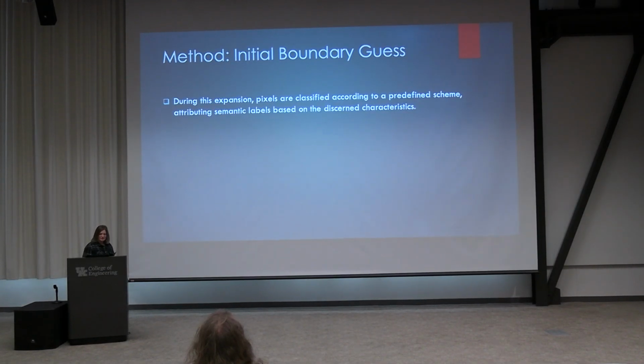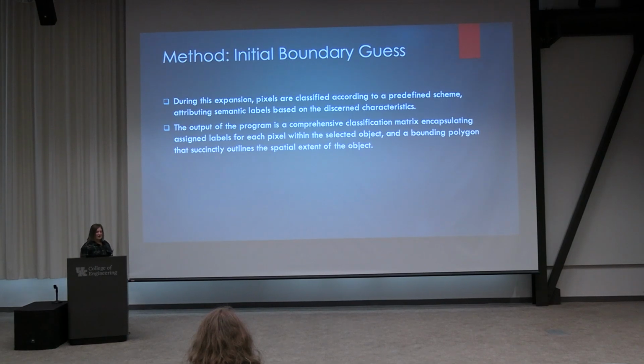So during this expansion, pixels are classified according to a predefined scheme, and I will show you what that scheme is. It's pretty simple. We assign a label to each pixel to identify that pixel as belonging to some classification class. The output of this step would be a comprehensive classification matrix that contains the labels for all the pixels along with the boundary of that object.